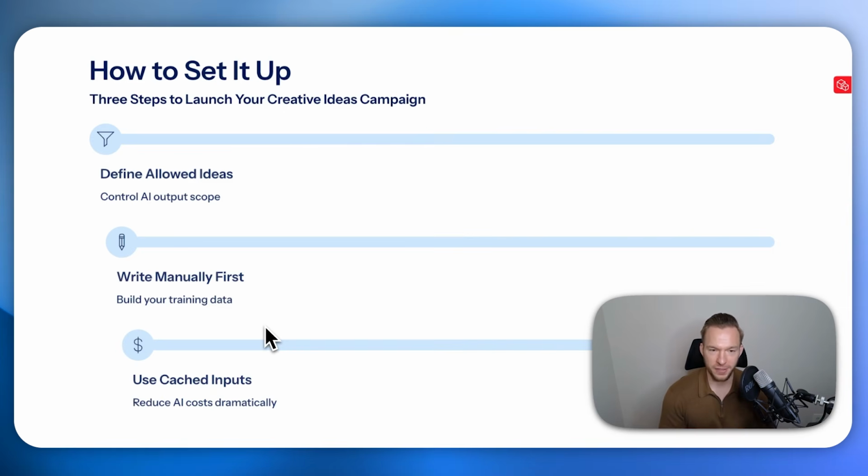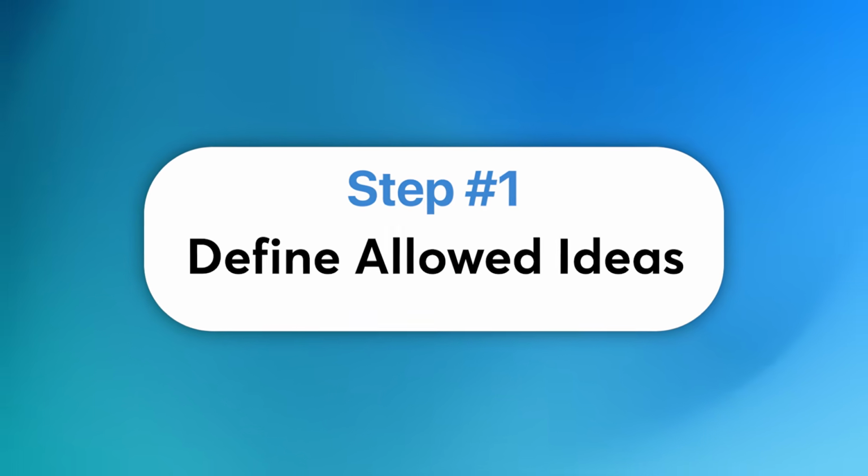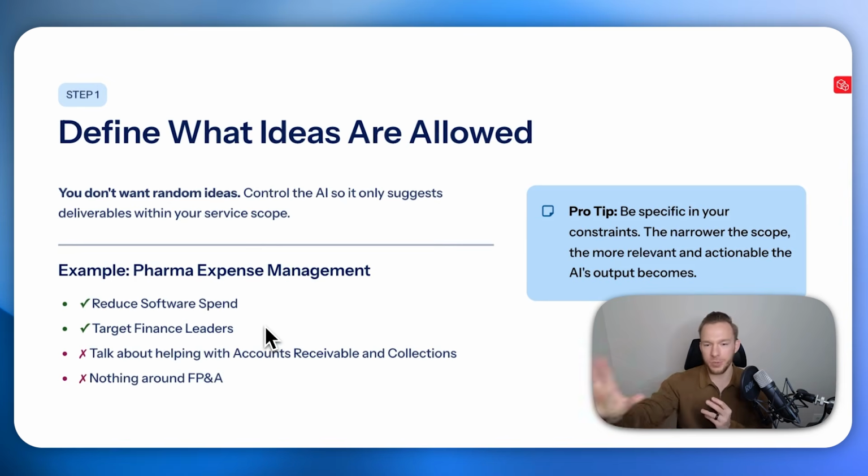So you first have to define the allowed ideas. And then you should always write what your inputs would be. If you were to reach out to this company manually first, what would you say in those cases? And then finally, you should optimize it for cached inputs, which I'm just trying to help you save money. I'm going to show you how to set up this prompt so you don't have to think about that. You don't have to be technical. You'll just save money. So you want to define what ideas are allowed. So let's take it away from just Instantly.